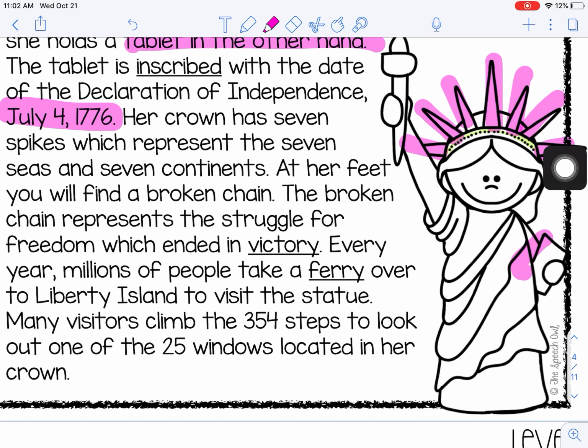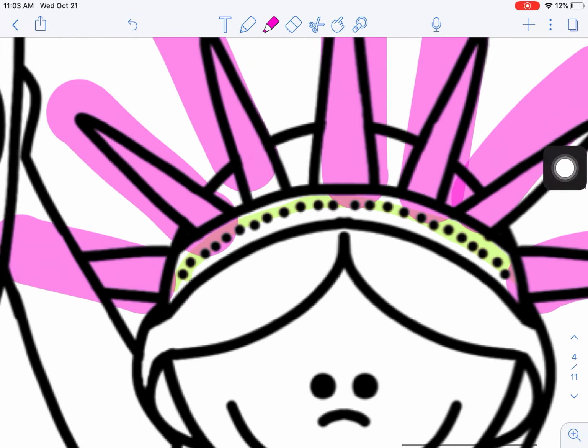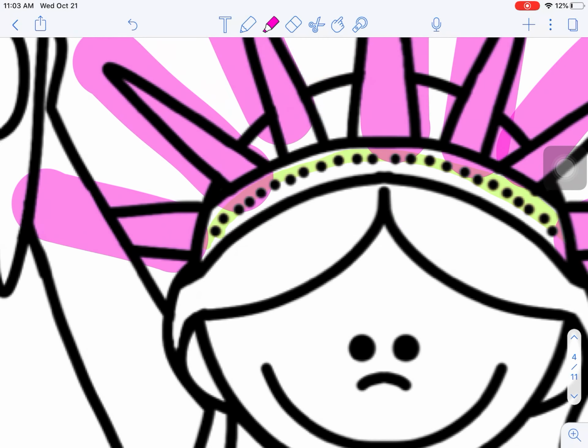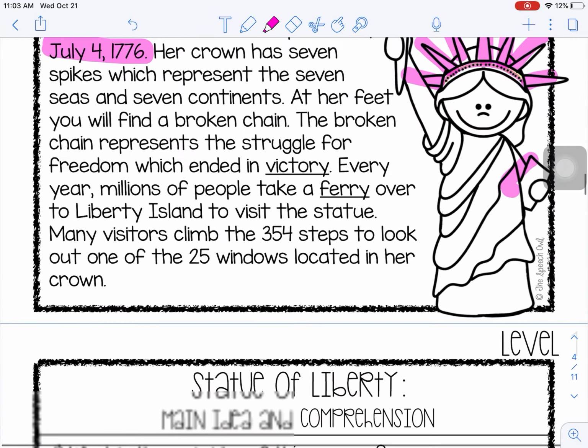So again, let's zoom in here. If you were to climb all the way up the Statue of Liberty, these tiny, tiny black dots could represent our windows. That is how large the Statue of Liberty is.